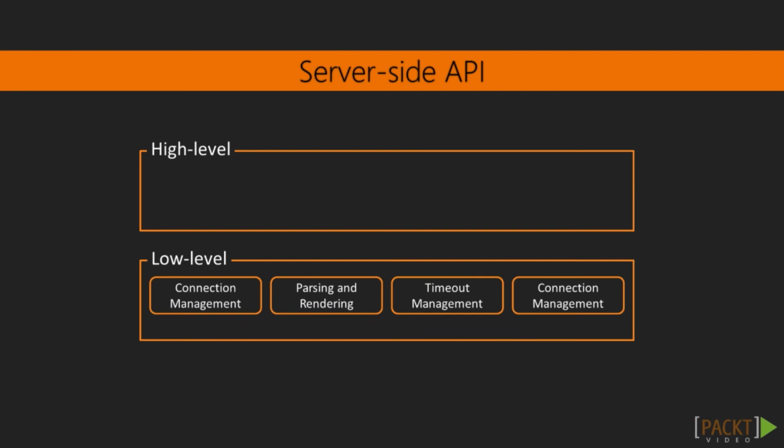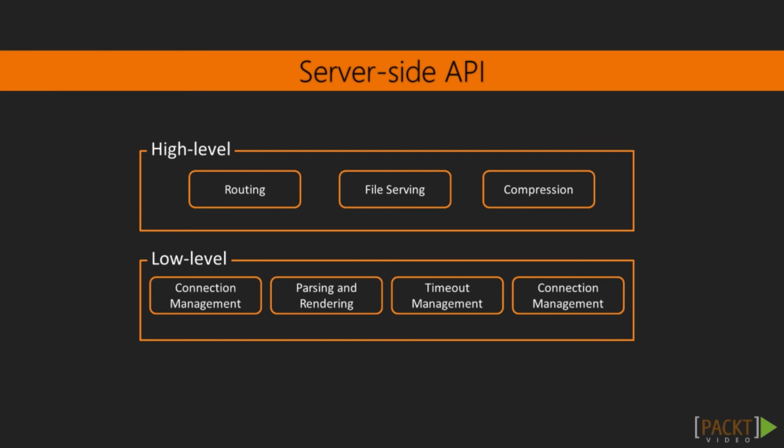But all high-level features such as routing, simplified file serving, or compression are implemented in high-level APIs. In high-level APIs, Akka HTTP provides a very flexible routing DSL for smoothly defining RESTful web services. Depending on your needs, you can either use the low-level API directly or rely on the high-level routing DSL, which can make the definition of more complex service logic much easier.